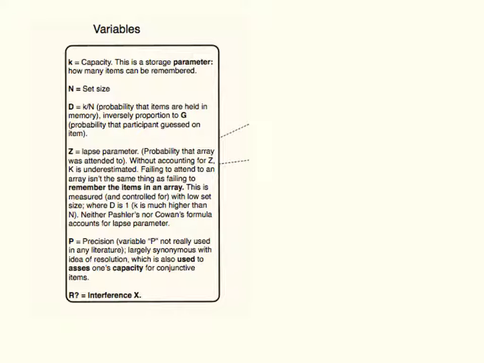Z is the lapse parameter, and this isn't used probably as much as it should be, but Z is the probability that the item was attended to. And the idea is that you test for Z when capacity is greater than the set size, so that could be 1, that could be 2, and the mistakes that are made are attributable to this Z, and then you factor that into the calculation for capacity.